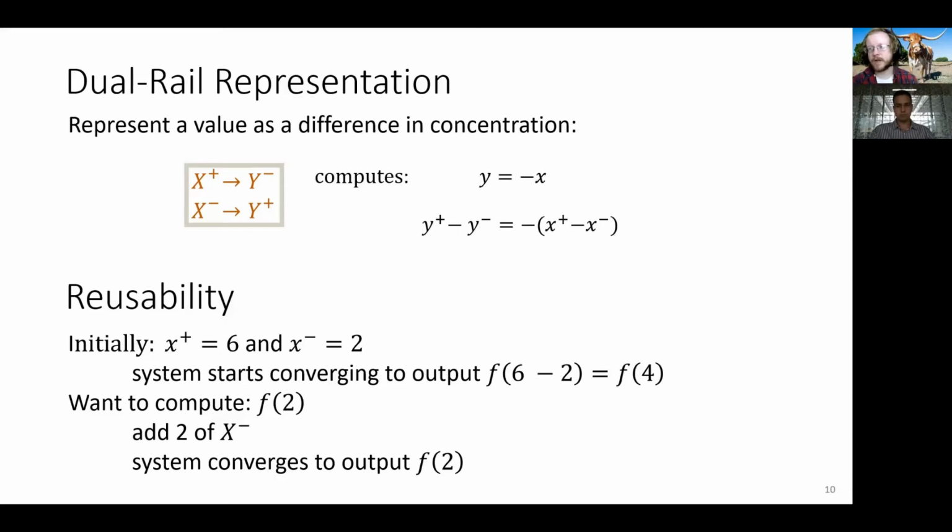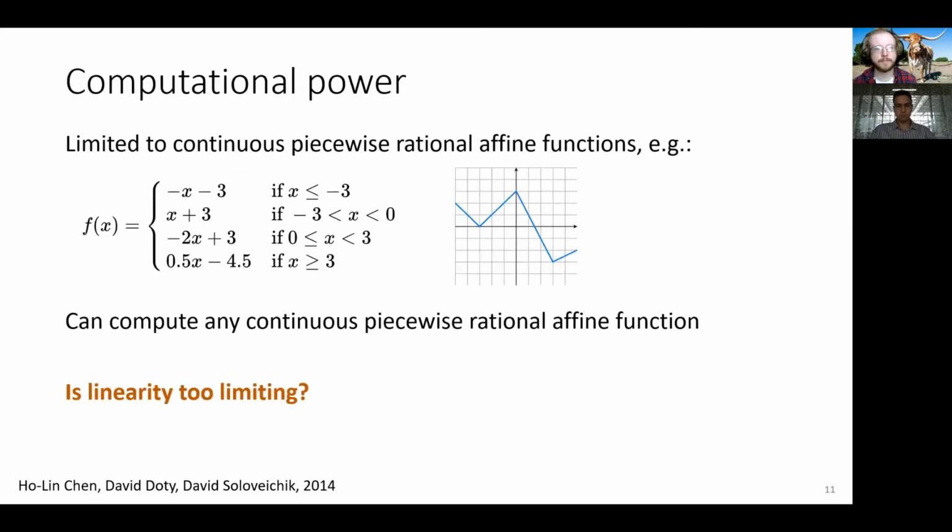And this is due to the non-competitive features that I described earlier and how easy it is to prove the convergence. Lastly, I want to talk about the computational power. Previous work has shown that the computational power of rate-independent computation is limited to continuous piecewise rational affine functions. The good news is that non-competitive networks can compute any continuous piecewise rational affine function. So non-competitive networks are complete for the class of computations that they can do.